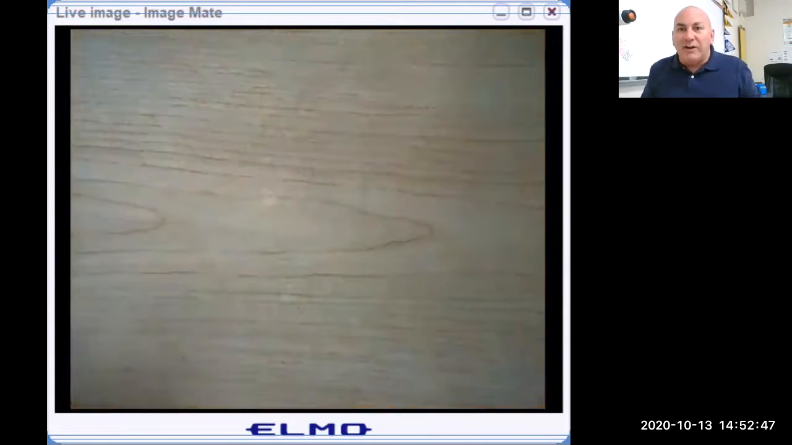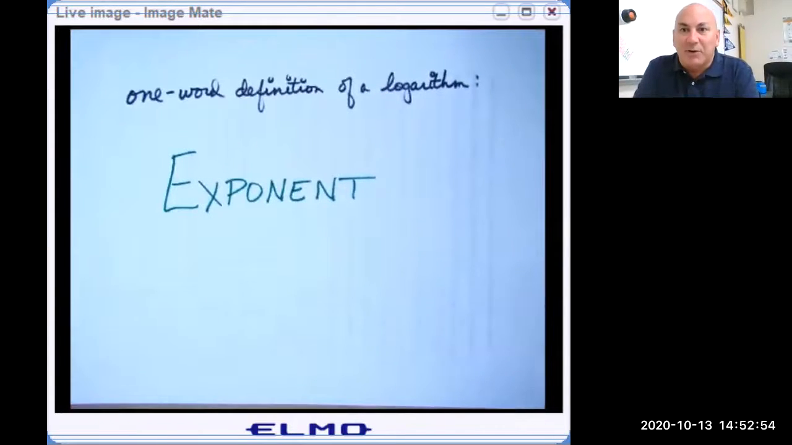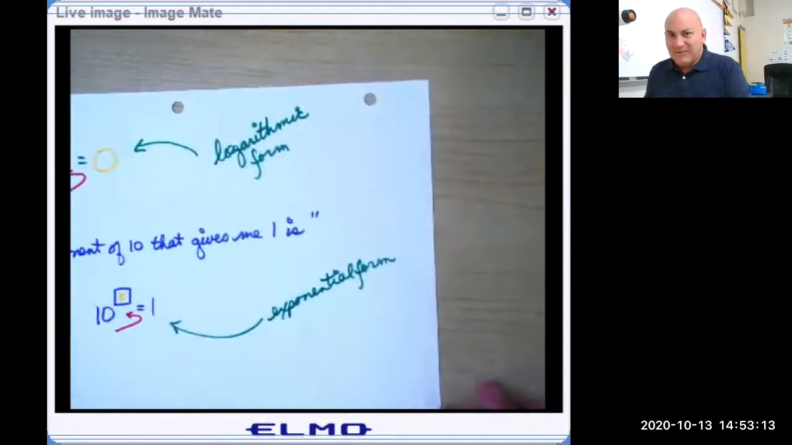There is a one-word simplification definition of a logarithm, and that is an exponent. A logarithm is an exponent. That's why logarithms follow the rules of exponents. Will I ask you that on a test or a quiz? What is the one-word definition for a logarithm? Yes, I will. So write that down.